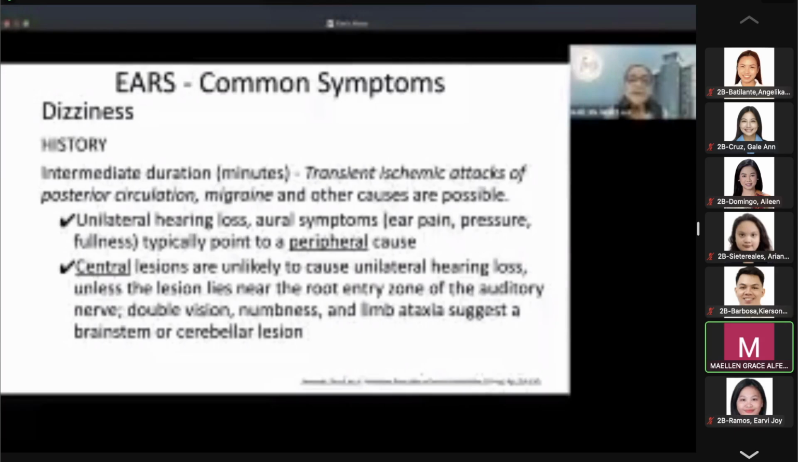However, if it is accompanied by double vision, numbness, and limb ataxia, it's usually a central lesion, and it points to a brainstem or cerebellar lesion. Unilateral hearing loss is unlikely in a central lesion unless the lesion is near the root entry of the auditory nerve.